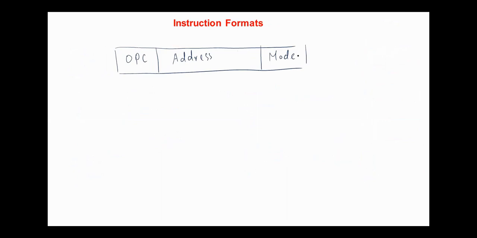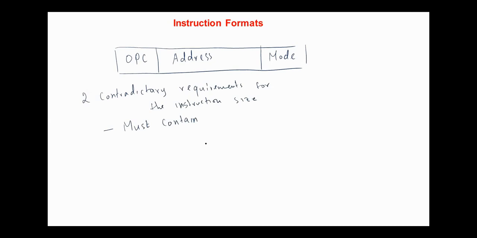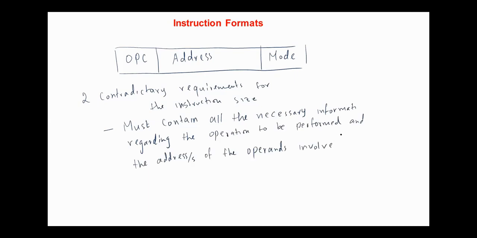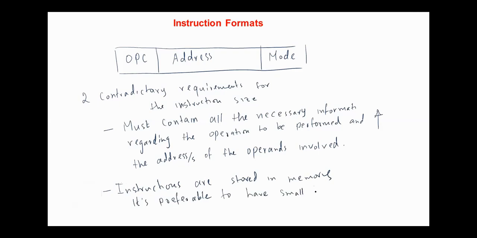There are 2 contradictory requirements to the size of instruction. The first one, the instruction must contain all the necessary information regarding the operation to be performed and the addresses of the operands involved. To provide all this information, the instruction size is increased. And the second, since the instructions are stored in memory, it's preferable to have a small or not large instruction size. It's good if the instruction can be stored in one memory location or a small number of locations.